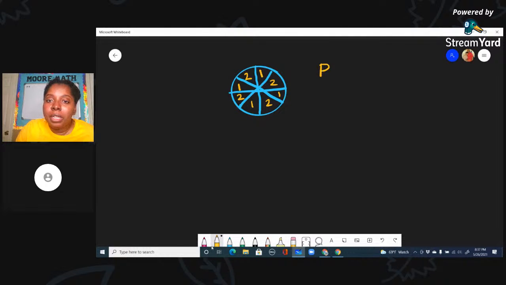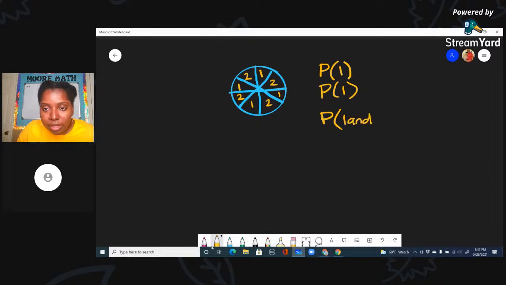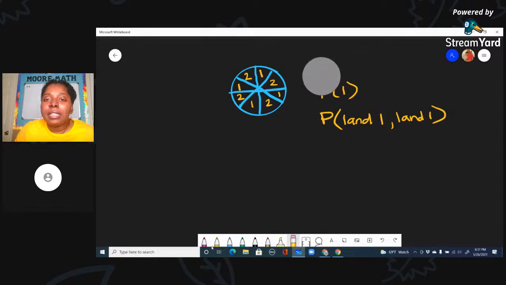What is the probability of landing on a 1 and then landing on a 1 again? I think they actually write it like this: land on 1 and then land on 1 again. Something like that, right? Do you remember seeing that? Okay. So I think that's how they usually write it.